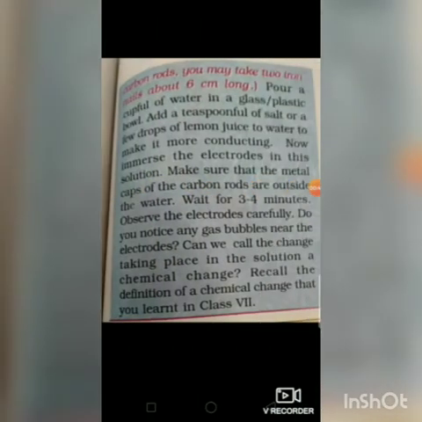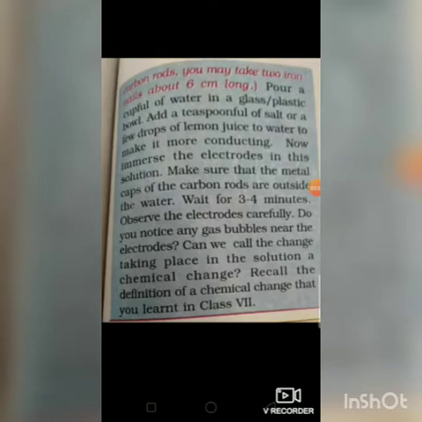Instead of carbon rods, you may take two iron nails about 6 cm long. Pour a cupful of water in a glass or plastic bowl. Add a teaspoon of salt or a few drops of lemon juice to the water to make it more conducting. Now immerse the electrodes in this solution. Make sure that the metal caps of the carbon rods are outside the water. Wait for 3 to 4 minutes and observe the electrodes carefully. Do you notice any gas bubbles near the electrodes? Can we call the change taking place in the solution a chemical change?